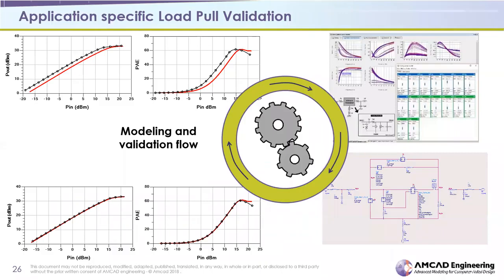Now, the way we do the model and the validation is, first of all, you have a first model, which is actually here. You do your simulation, then you redo your load pull measurement, you refine some parameters, and then you inject them in the model, and then you have a model that is closer to the load pull measurement that you are doing. Okay, so you will have a capability to validate and to refine the model with the load pull measurement.